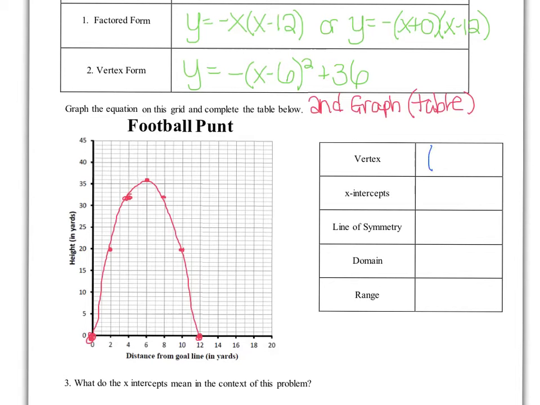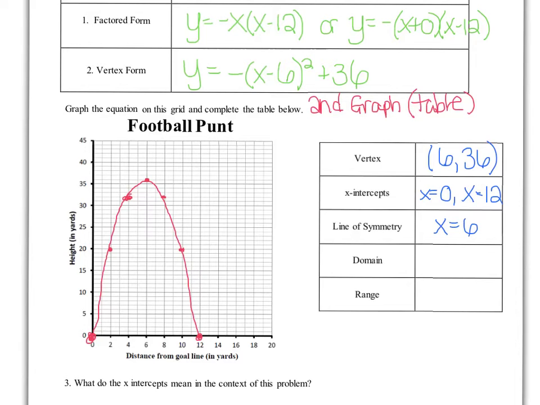Well, looking at the vertex form, remember x has h attached to it, and h is always opposite. We have (6, 36). Looking at factored form, we can see that our x-intercepts are x = 0 and x = 12. My line of symmetry is a vertical line that goes through my vertex, so that will be x = 6. And then finally, domain and range.